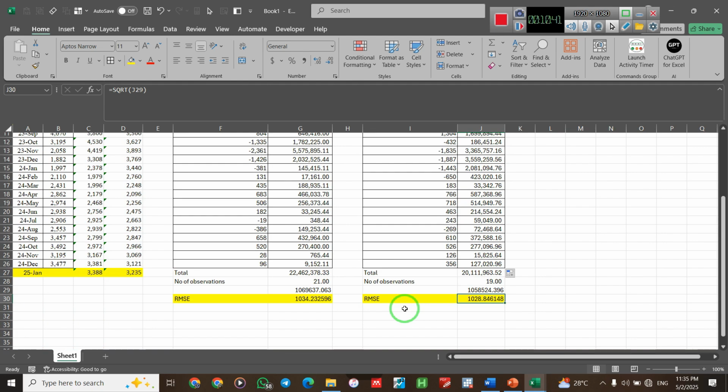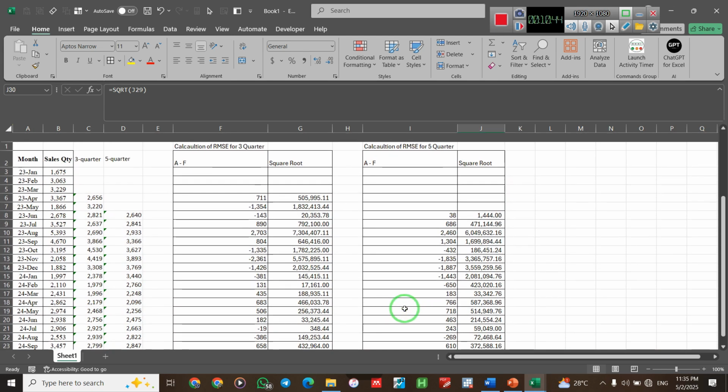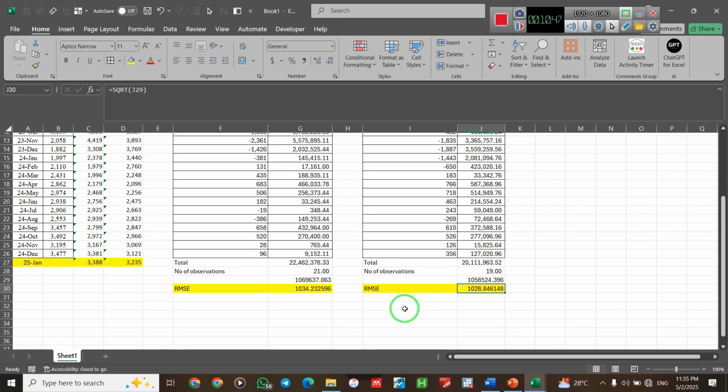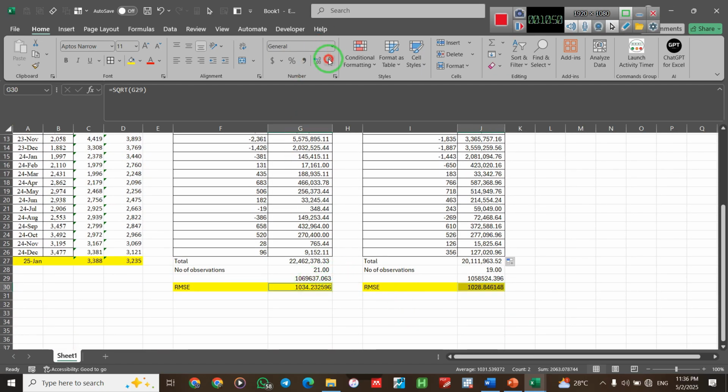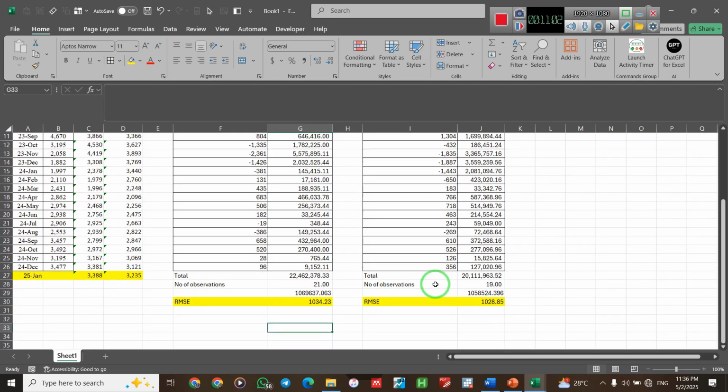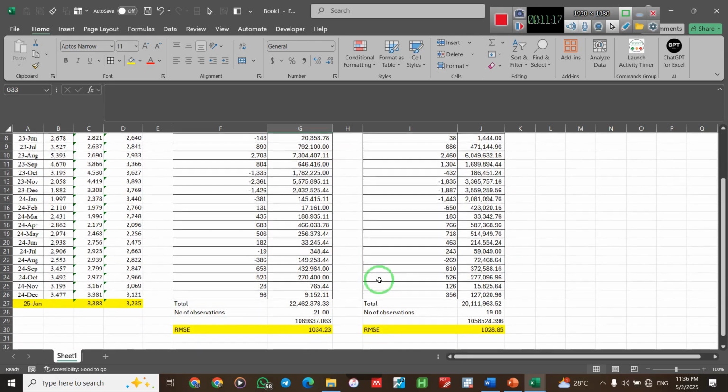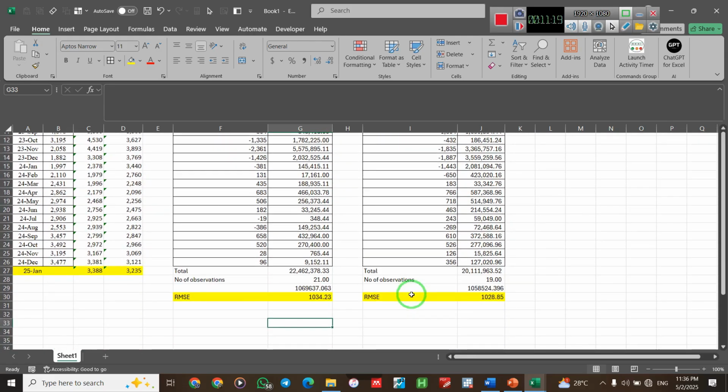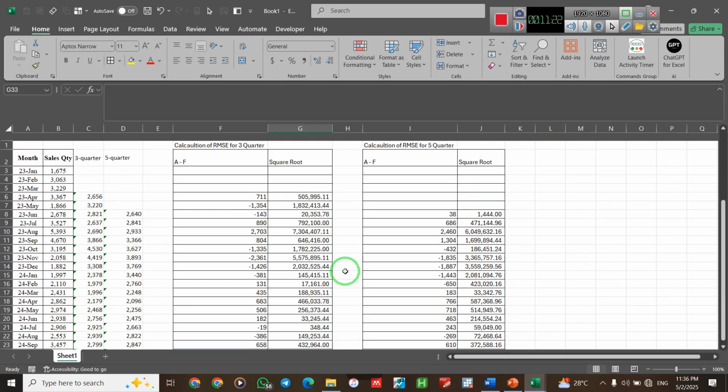So now we have calculated the RMSE value for both the 3 quarter moving average and the 5 quarter moving average, right? Here you can see that the RMSE value for the 3 quarter moving average is 1034, but here, that means for the 5 quarter, it is 1028, right? 1028. So it is less than the 3 quarter moving average RMSE figure. That means the RMSE figure we calculated for the 5 quarter moving average is lesser than the 3 quarter moving average RMSE value, right?